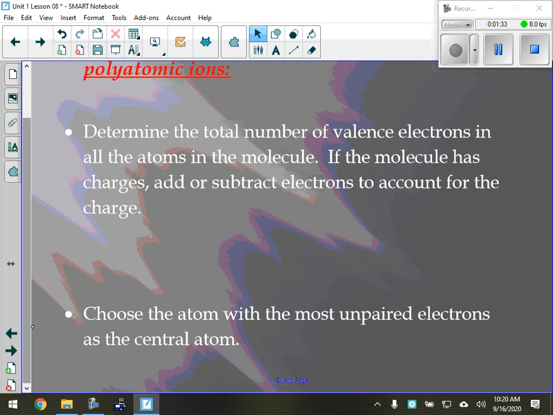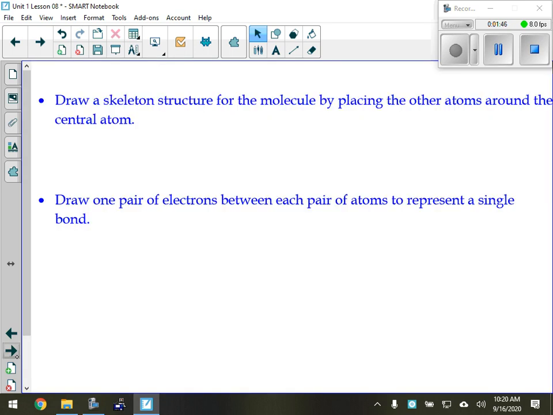This is always true, though. We're going to always choose the atom with the most bonding capacity. We talked about that yesterday. The most unpaired electrons, basically. That's the one that has to go in the middle, the central atom. We draw what we call a skeleton structure around it, so we put the other atoms around it. And we decide, okay, this is going to be my central one.